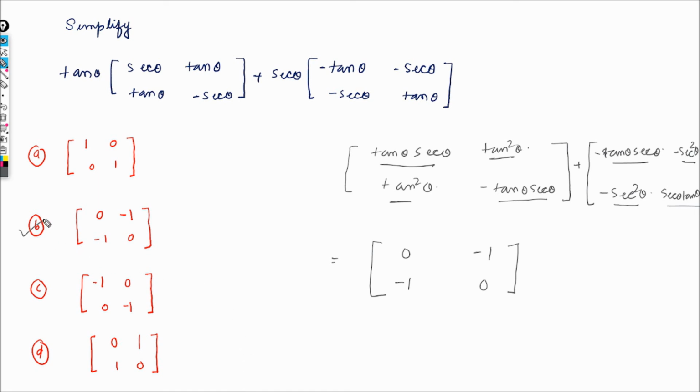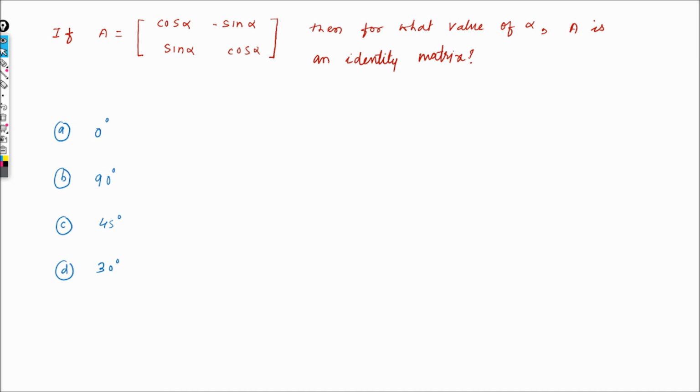D will be our answer. So for what value of alpha is A an identity? Here students, if we put alpha equal to 0, cos 0 is equal to 1. So alpha is equal to 0. Here cos 0 is 1, sin 0 is 0, so therefore it is 0, 0. That means for alpha equal to 0, this given matrix becomes the identity matrix.